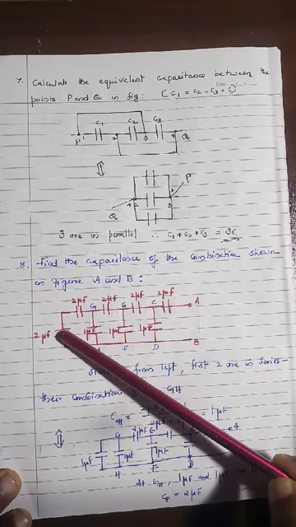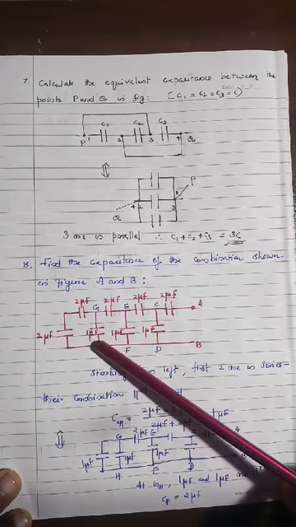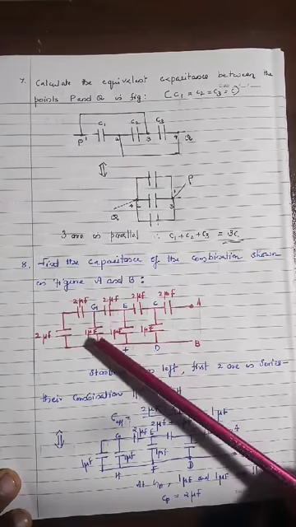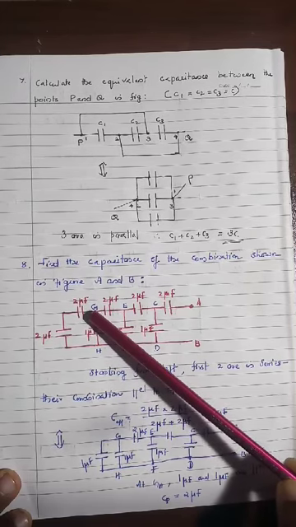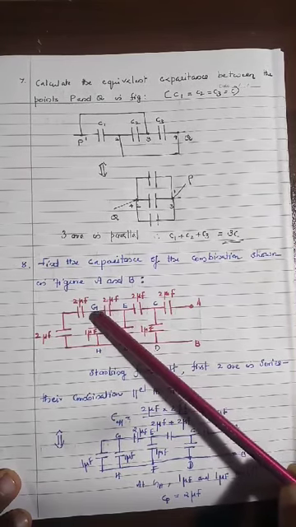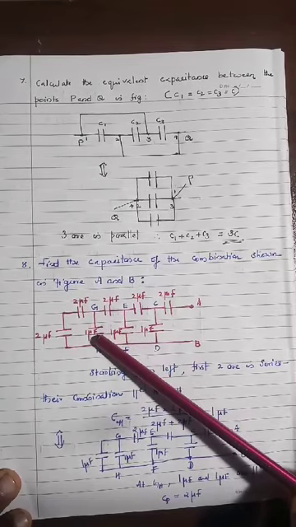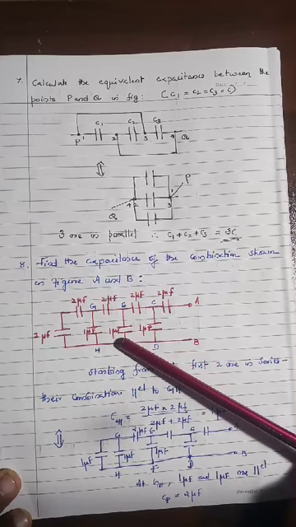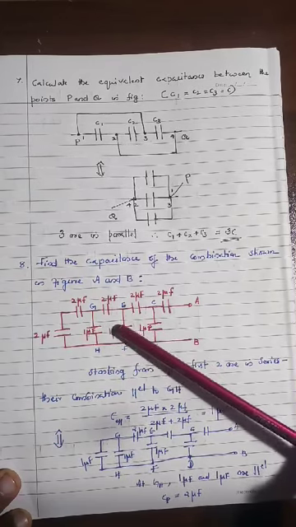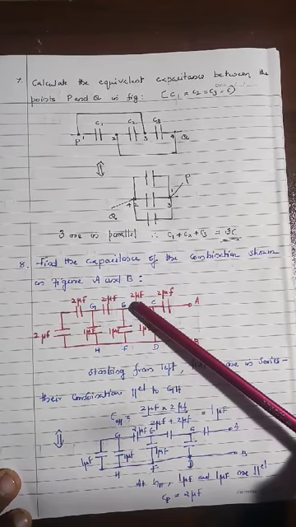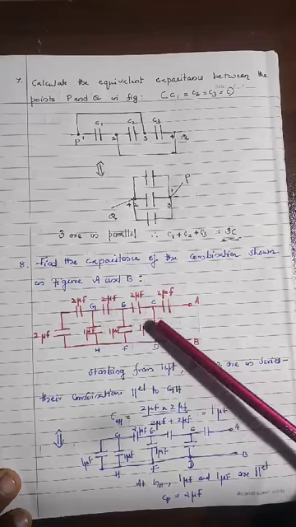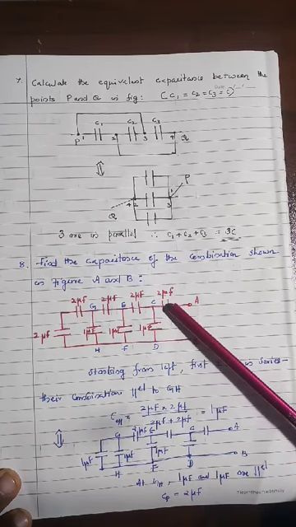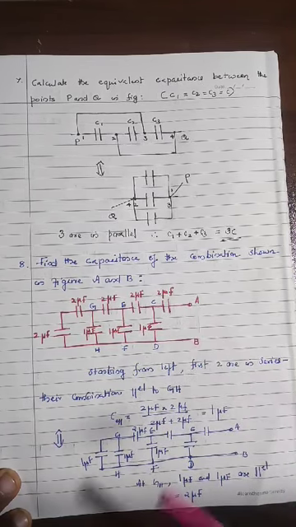But that 1 microfarad is parallel to the next 1 microfarad. So 1 microfarad parallel to 1 microfarad, we get the answer 2 microfarad. But that 2 microfarad is in series with this 2 microfarad, so we get the resultant as 1 microfarad. That 1 microfarad is parallel to the next one, then we get 2 microfarad. But that 2 microfarad is in series with 2 microfarad, so we get 1 microfarad. But that 1 microfarad is parallel to 1 microfarad, so 2 microfarad. But 2 microfarad is in series with 2, so the resultant becomes 1 microfarad.